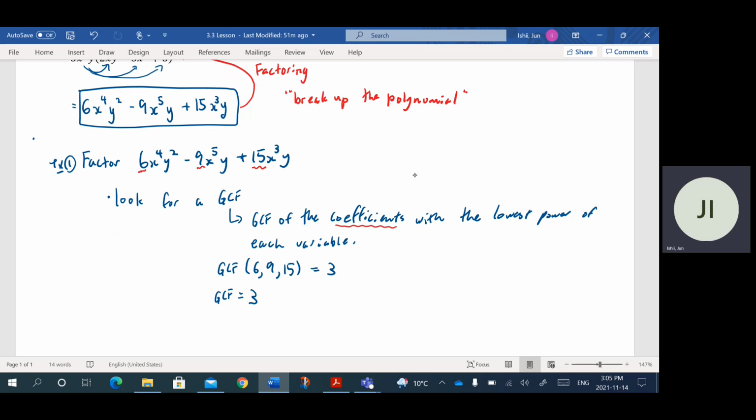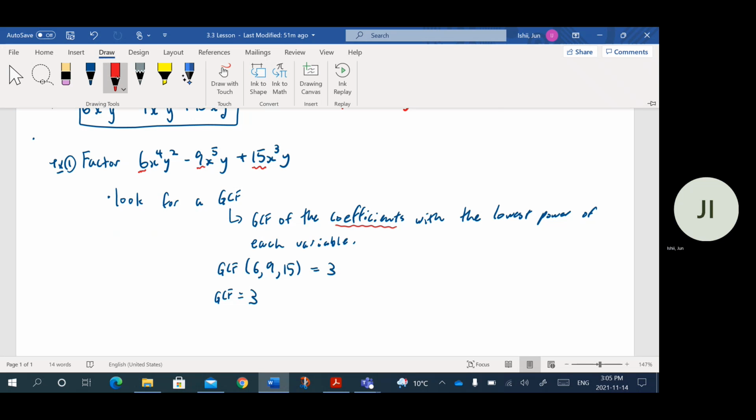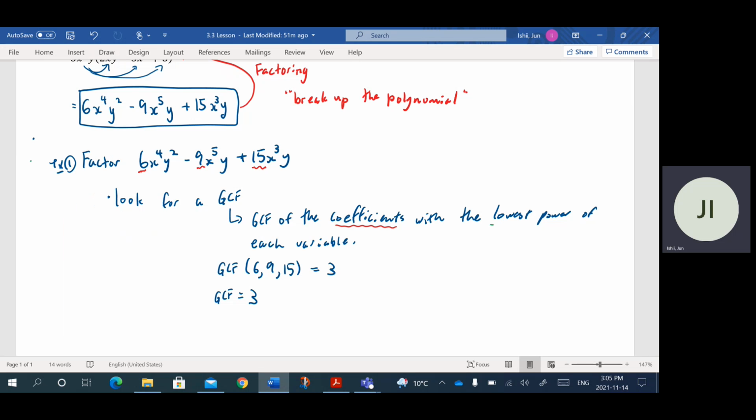And then next up, we want to take the lowest power of each variable. In this case, for the x, I have an x to the 4th, x to the 5th, and an x cubed. So it's going to be x cubed, the lowest power. When it comes to the y's, I have y squared, y to the first power, y to the first power. So that's the GCF: 3x cubed y to the first power. Always take the lowest power of each variable and the GCF of the coefficients. I'm just going to put a box around this.